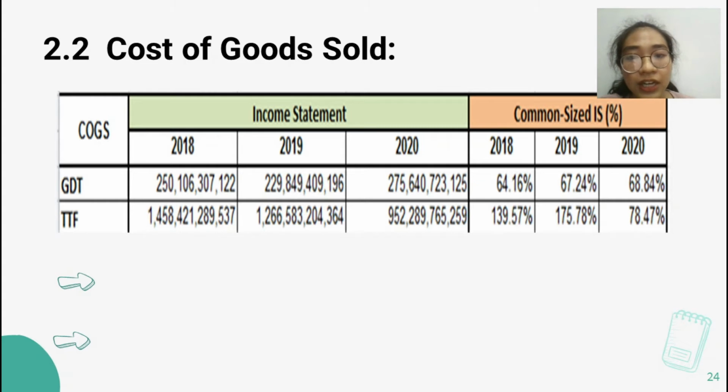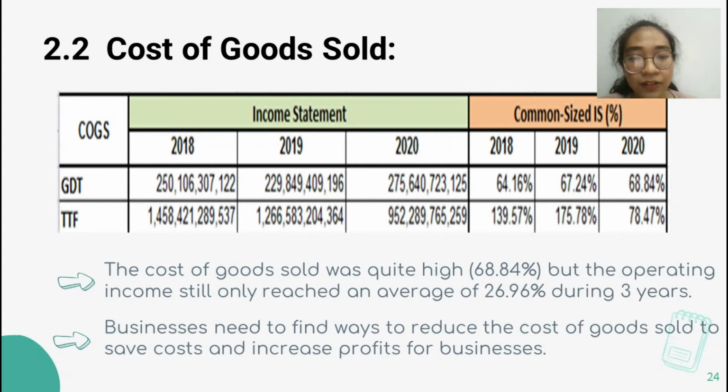However, although the cost of goods sold is quite high at 68.84%, the operating income only reached an average of 26.86% over the 3 years. Therefore, the business should find a way to reduce the cost of goods sold to save cost and increase the profit.